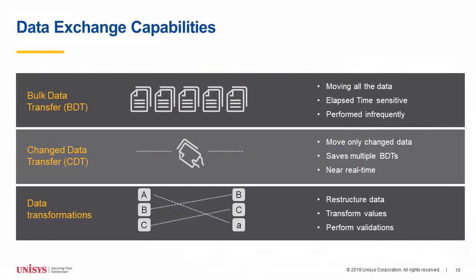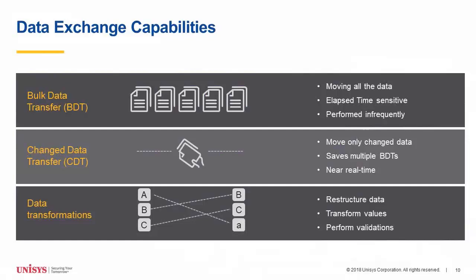Data Exchange primarily operates in two modes: bulk data transfer and change data transfer. Bulk data transfer prepares all your data for moving from the source to the destination. It is more important in use cases where the elapsed time is more sensitive, and you don't have to do this very frequently. This is a very common form of transferring information from a database to another database.